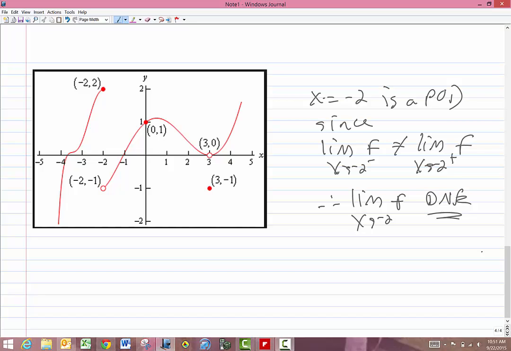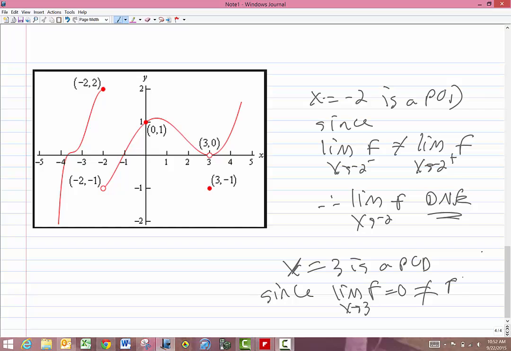Okay? And at x equals 3, X equals 3 is also a point of discontinuity, since the limit as x is approaching 3 of the function is 0, which is not equal to the function at 3, which is -1. Okay, and remember the limit as x is approaching 3 has to be the same as the function at 3, which is not the case here. Okay, the function is continuous everywhere else.